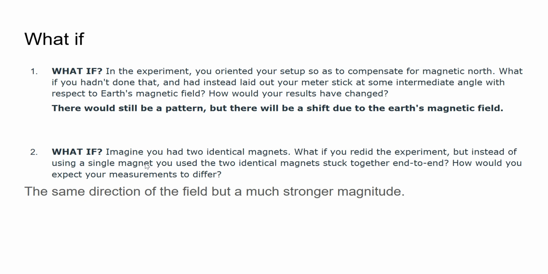What if two identical magnets were put together? It wouldn't really change what it would look like. It would just make the field much stronger. Not exactly by 2 times, because the distance will change to a little bit further away. But yeah, it shouldn't change too much.